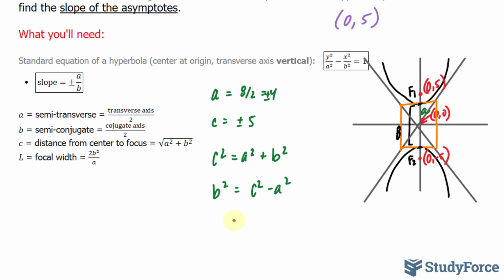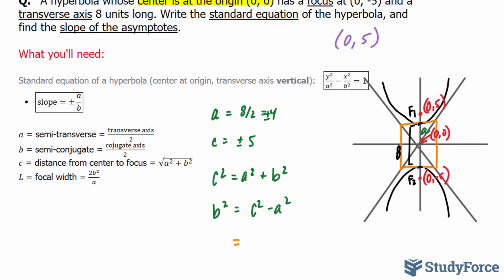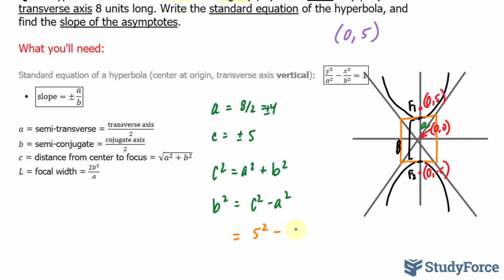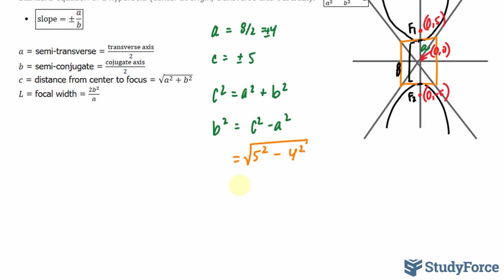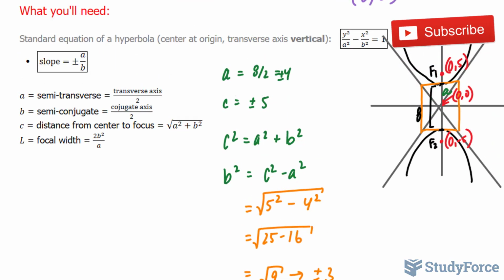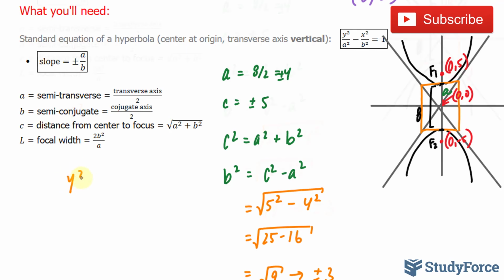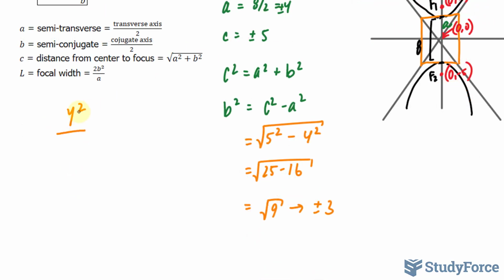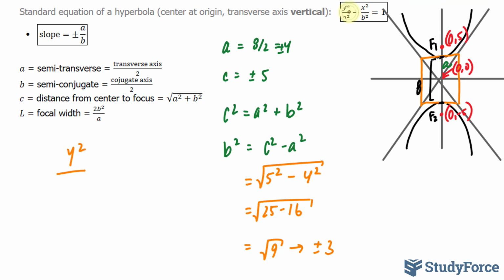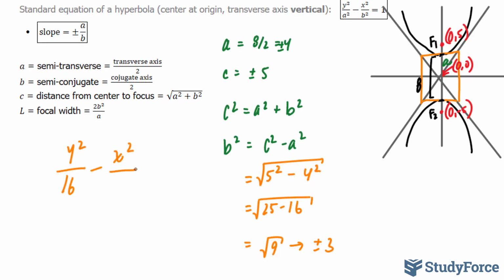Let's go ahead and find b. Substituting the values we know already, b is the square root of 5 squared minus 4 squared, which is 25 minus 16. That is equal to 9, and the square root of that is ±3. Now we can start writing our equation. We have y squared over the a term, which is 4, but of course in this formula it's a squared, so that's 16, minus x squared over our b term, which happens to be 3, and we square the b, so it becomes 9, is equal to 1.